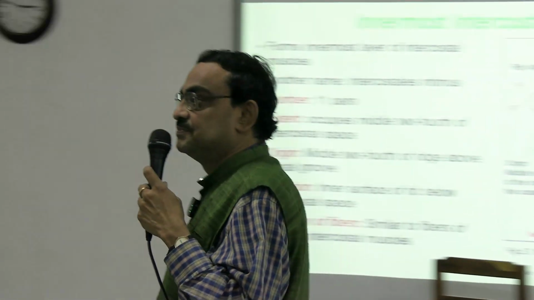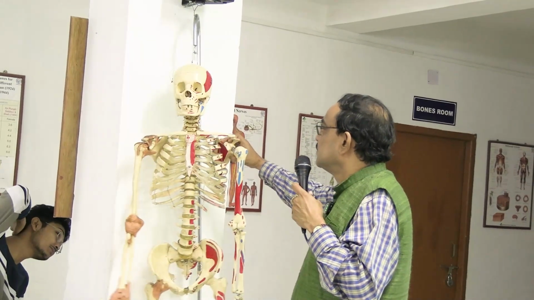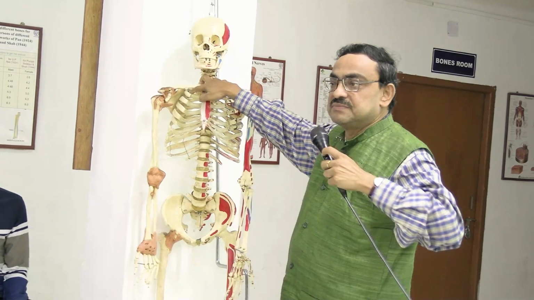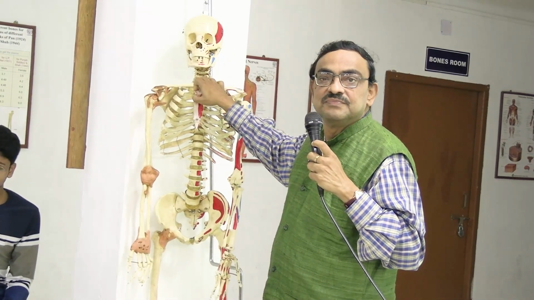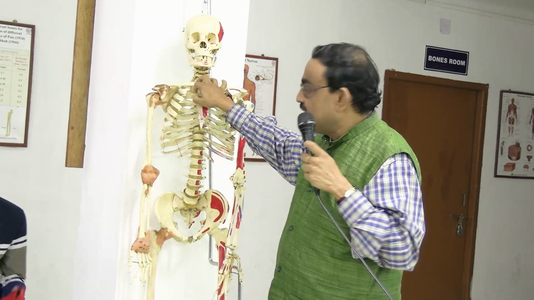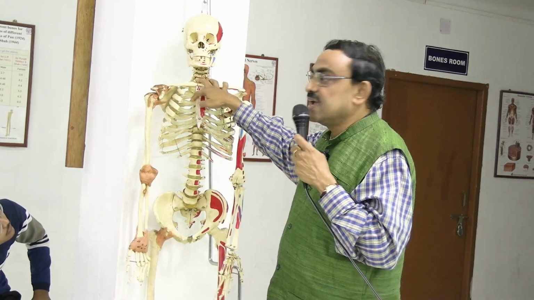And again, this muscle is absent in the first space. This internal intercostal muscle is absent in the first space, and sometimes it is absent in the second space.